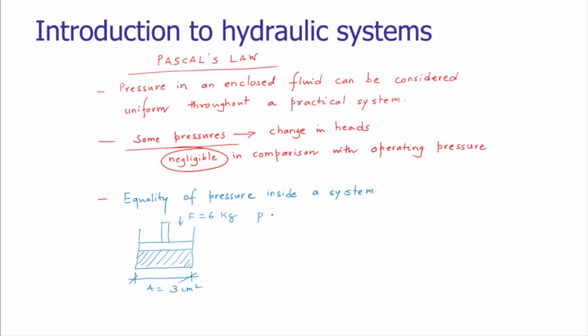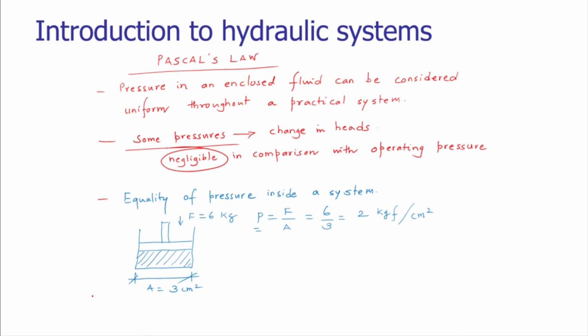So what we are getting here, the pressure is P equal to F divided by A, and that is coming around 2 kgf per centimeter square. So as per Pascal's law, the pressure of 2 kgf per centimeter square is uniform inside the system. 2 kgf per centimeter square is the pressure applied by the fluid over the walls of the system.